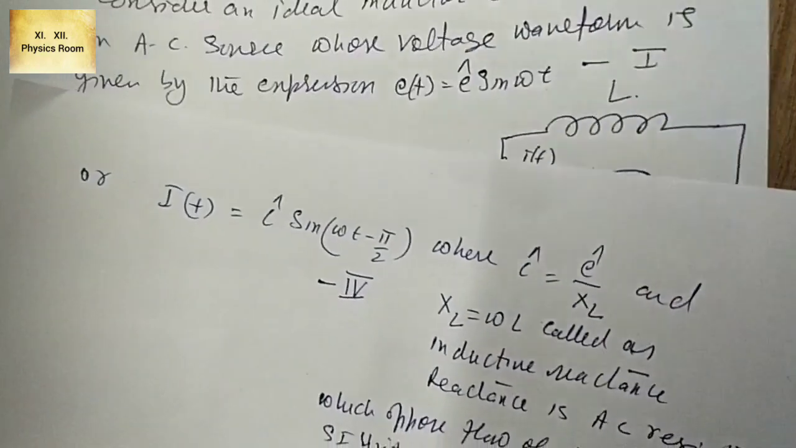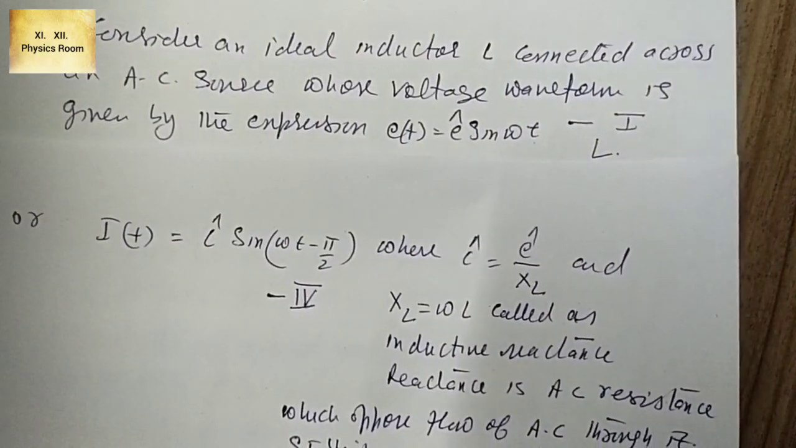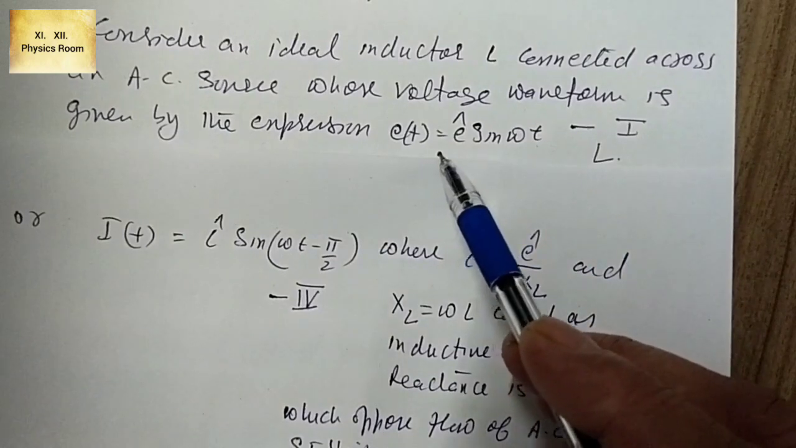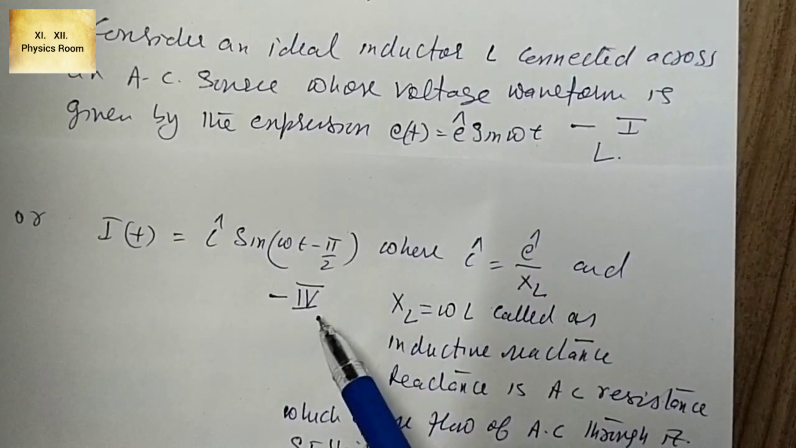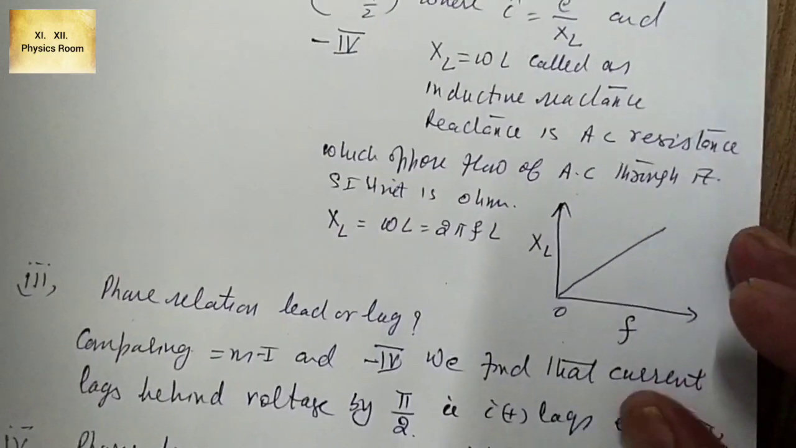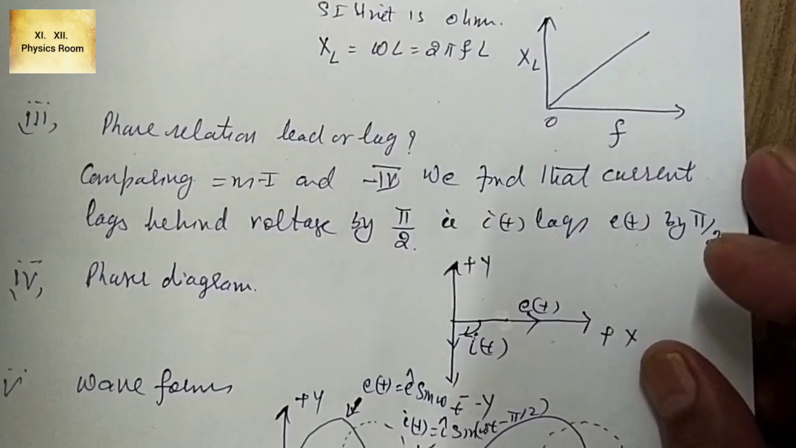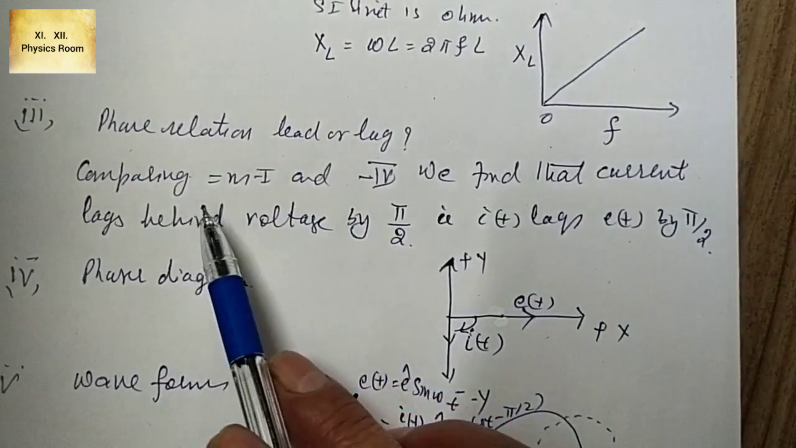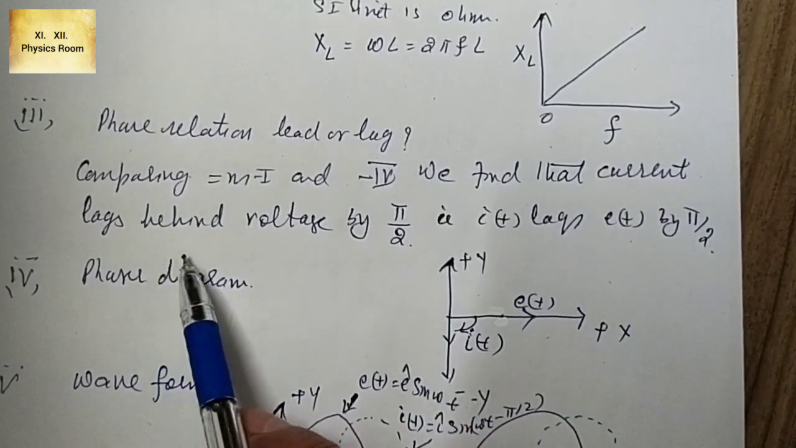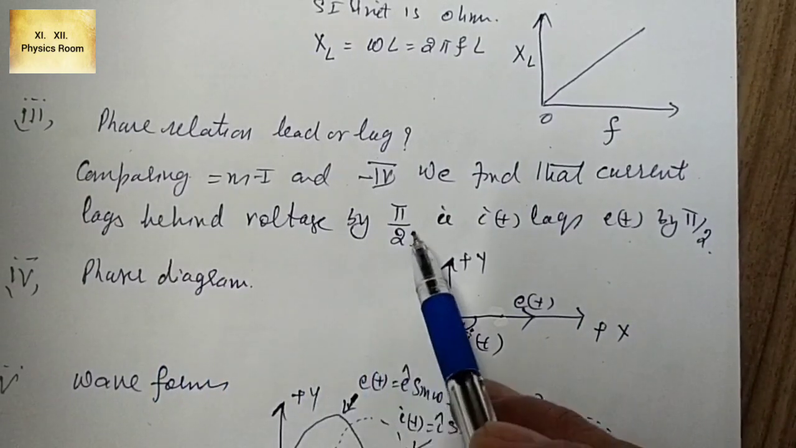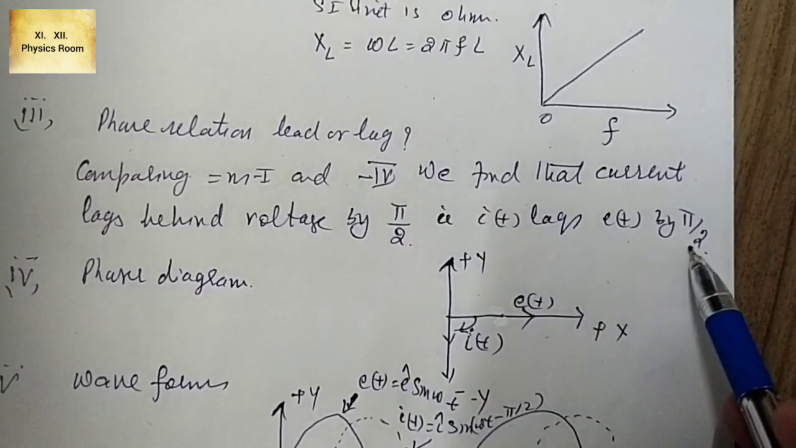So comparing the two equations, we find, you can compare like this, both are close to each other. This is equation 1 and this is equation 4. Comparing equations 1 and 4, we find that current lags behind voltage by pi by 2. That is, IT lags ET by pi by 2.